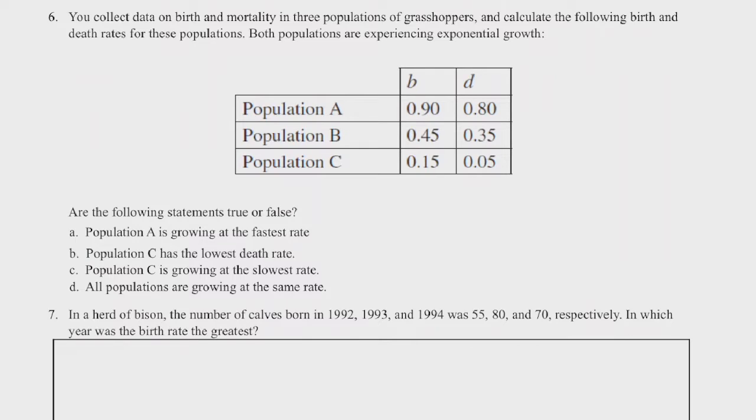Six, you collect data on birth and mortality in 3 populations of grasshoppers and calculate the following birth and death rates for these populations. Both populations are experiencing exponential growth. So we have this data here. And so we're going to do true or false on A through D of question 6. So population A is growing the fastest rate.